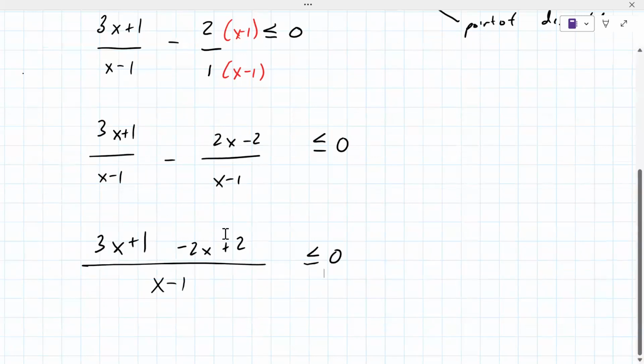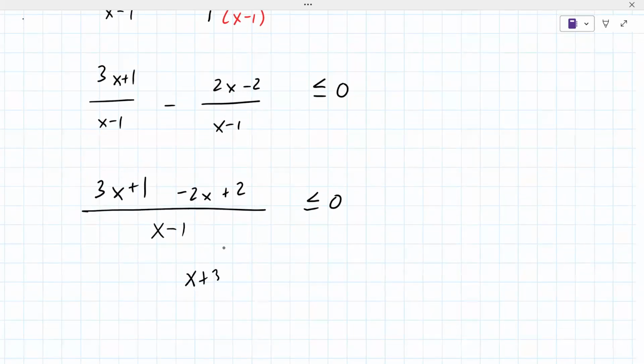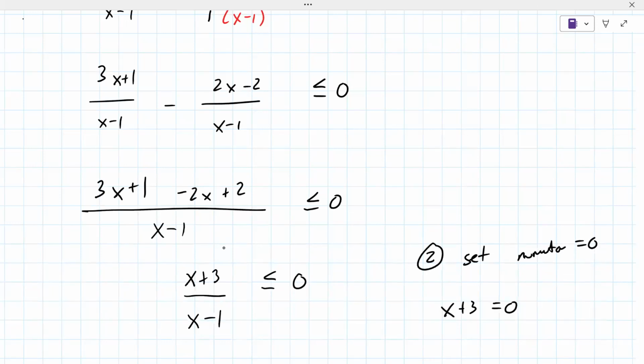Then you combine stuff in the numerator. So the 3x, the 2x, that becomes x. Plus 1 is plus 3. So you have x plus 3 over x minus 1 is less than or equal to 0. Thing 2 that you do here is you set the numerator equal to 0. X plus 3 equal to 0. And you find that x is negative 3.